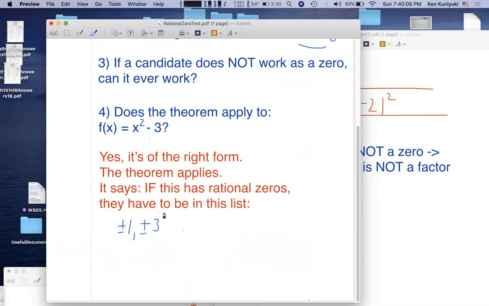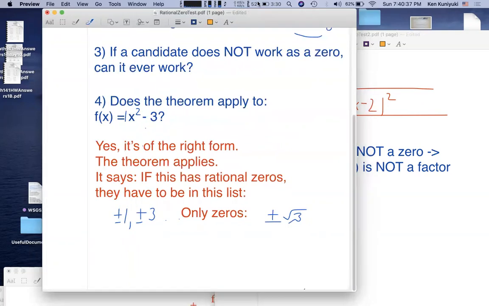Remember, it's got to be plus or minus factors of the negative 3 over factors of the 1 over here. So if this thing has rational zeros, it's got to be either 1, negative 1, 3, or negative 3. Well, none of them work. The only zeros for f are root 3 and negative root 3, which are not rational.